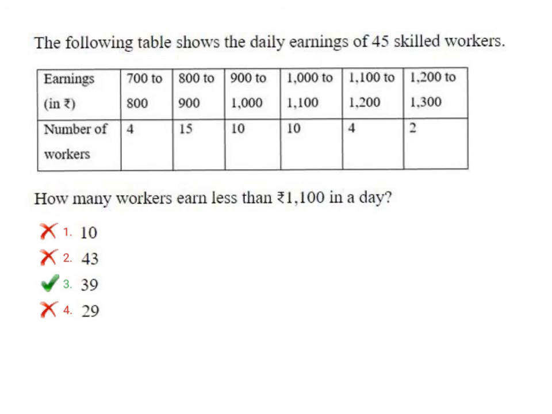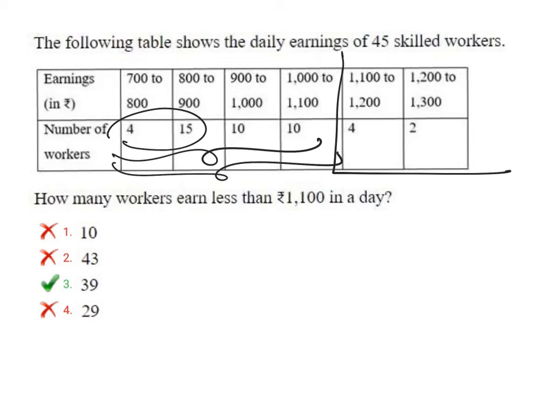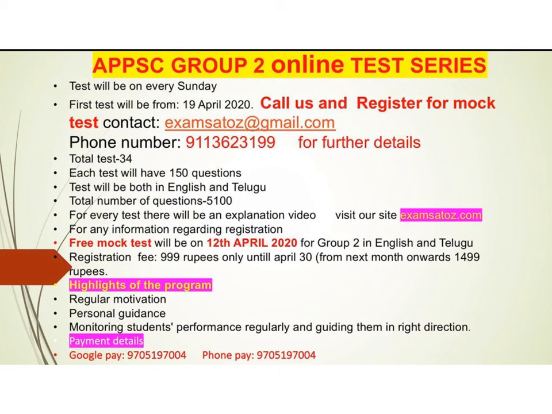Next, how many workers earn less than 1100 in a day. So less than 1100 means all these numbers come in. So this is more than 1100. This everything is less than 1100. This is 19 plus 20, 39 members earning less than 1100 rupees. So that's it. This sheet is very simple here.